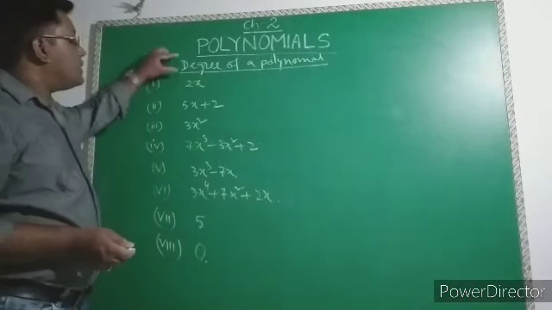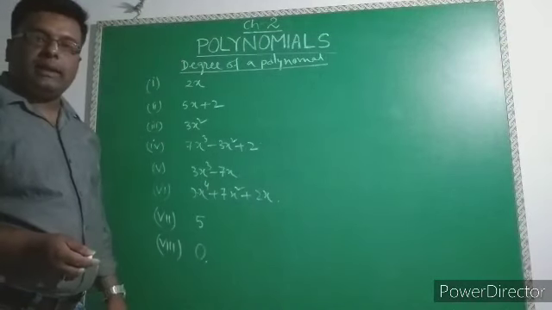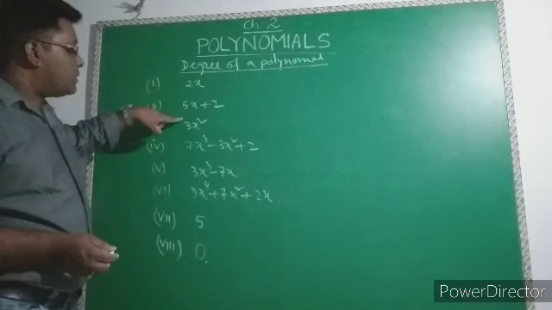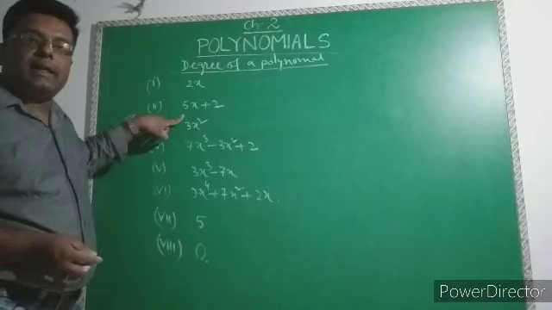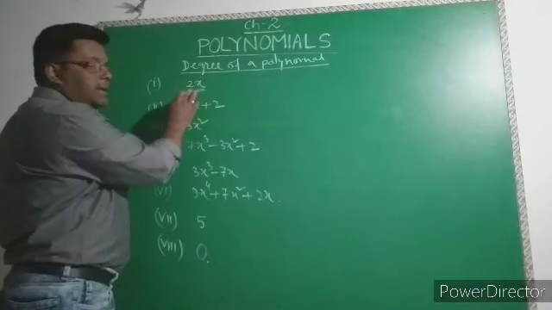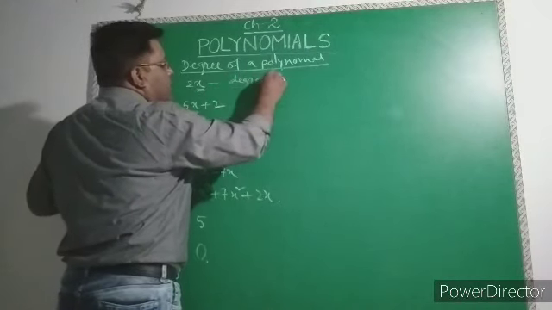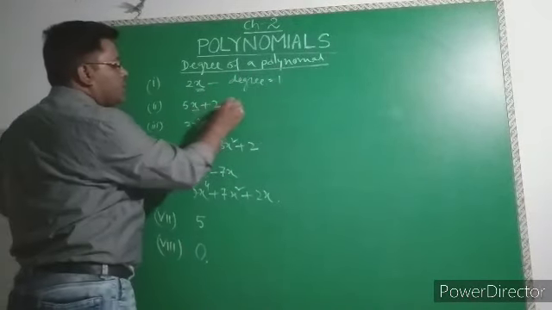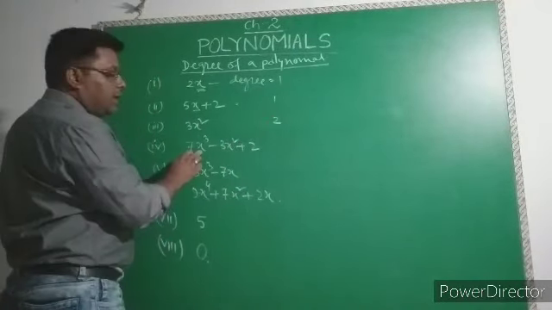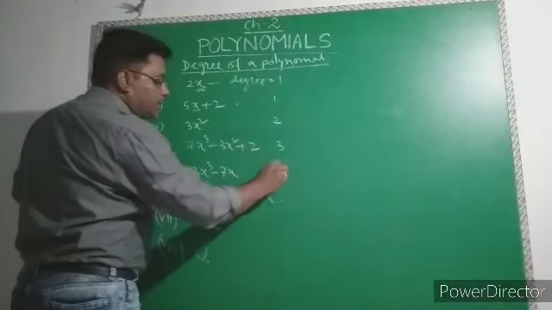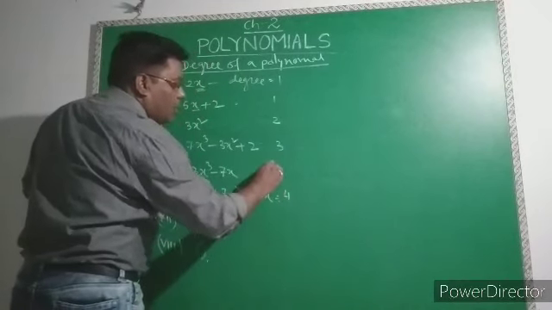The next topic is the degree of a polynomial. Here some polynomials are there again. In each polynomial, the highest power of the variable is called its degree. Here the degree is 1. Here a square is there, so the degree is 2. Here the degree is 3. Here the degree is x to the power 4, that is, the degree is equal to 4.